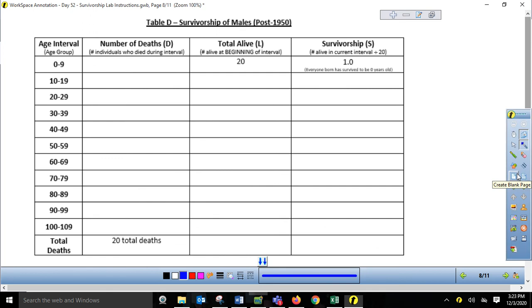So once again, check in on Monday, Asynchronous Monday. I will post an assignment for you, quick and easy assignment, and then Tuesday we'll come back and we'll graph the data here.